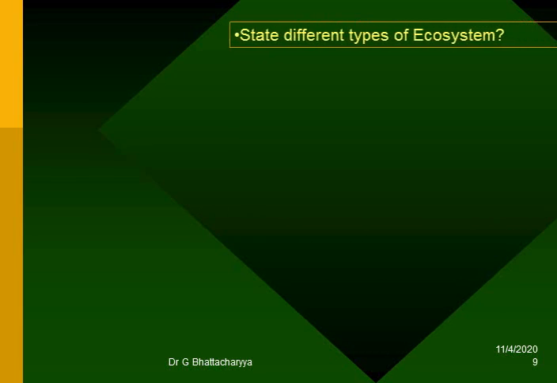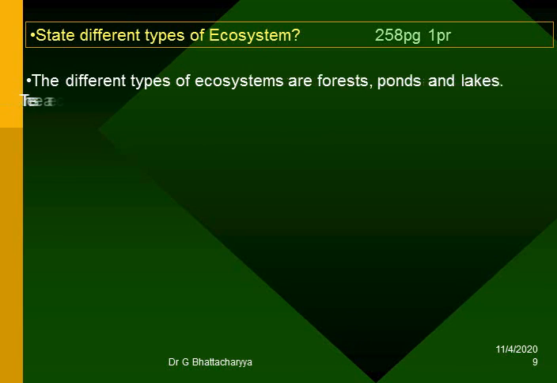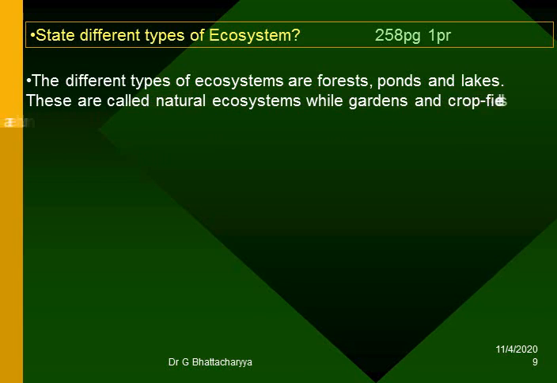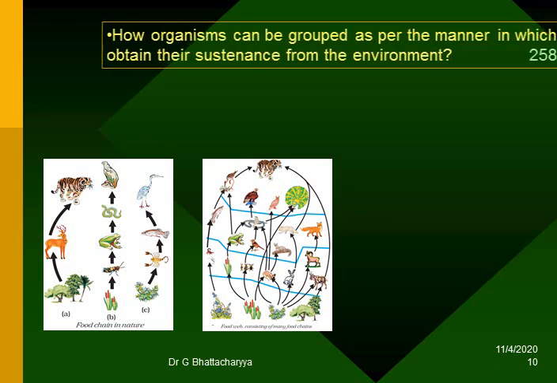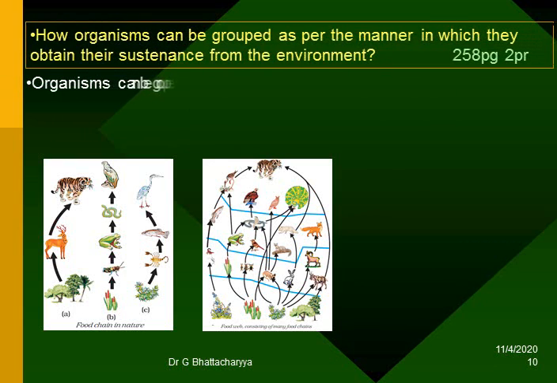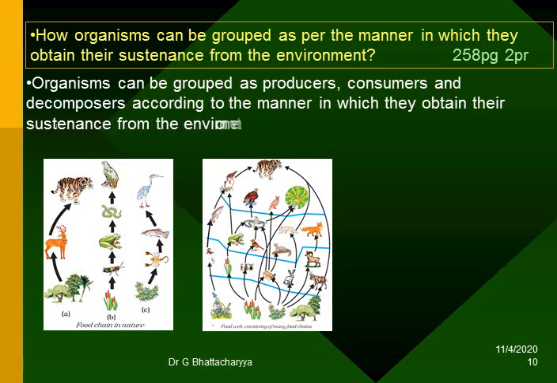State different types of ecosystem. The different types of ecosystems are forests, ponds and lakes. These are called natural ecosystems, while gardens and crop fields are human-made artificial ecosystems. How can organisms be grouped as per the manner in which they obtain their sustenance from the environment? Organisms can be grouped as producers, consumers and decomposers according to the manner in which they obtain their sustenance from the environment.